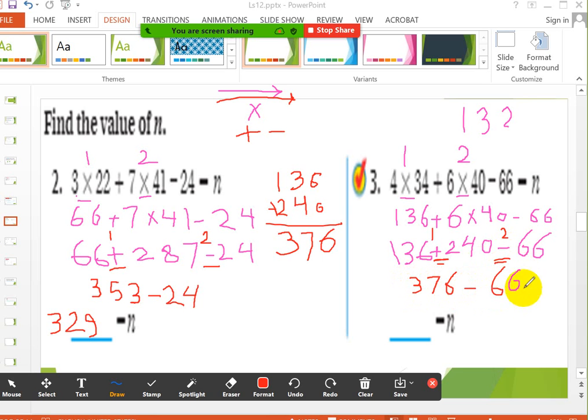So I have to subtract 66 from this number. So let's subtract 66 from this number.